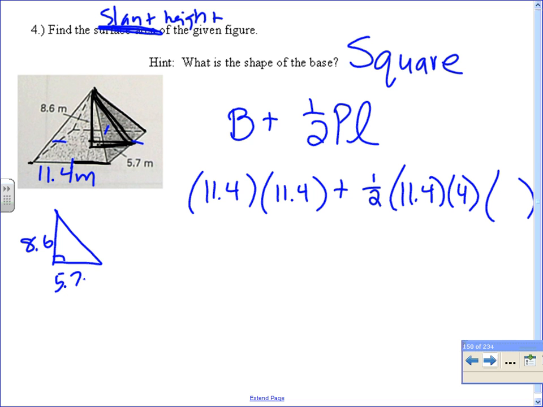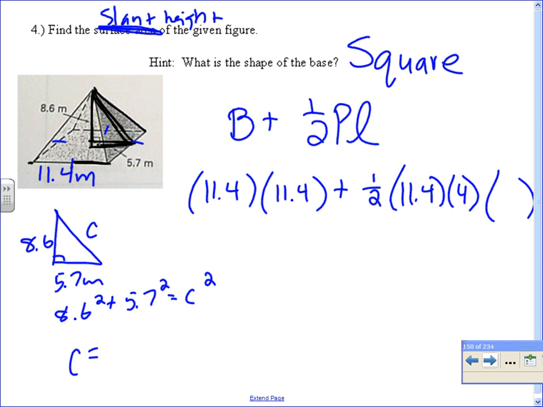Good. 5.7 meters. So Annalise, using Pythagorean's theorem, what are we finding, a side or the hypotenuse? Good. We're finding C, which is the hypotenuse. So remember, a squared plus b squared equals c squared. So we have 8.6 squared plus 5.7 squared equals c squared. Go ahead and square those, add them. Thanks, Kevin. Thank you. And then square root both sides. Raise your hand once you get the hypotenuse, which is also our slant height.